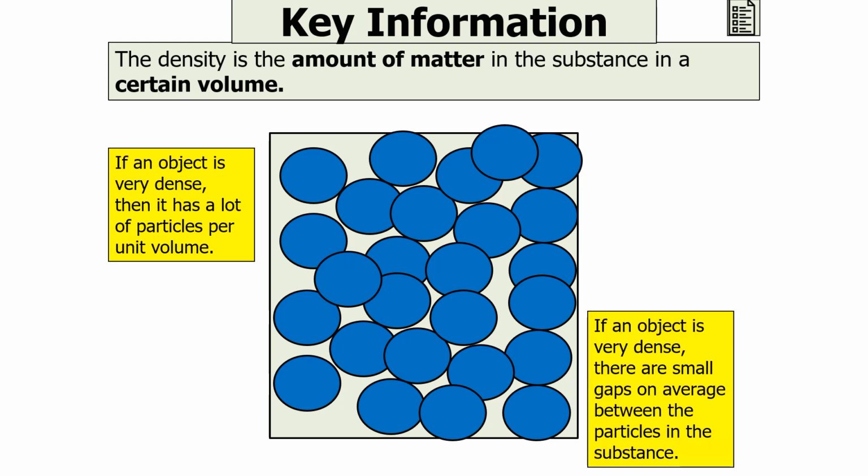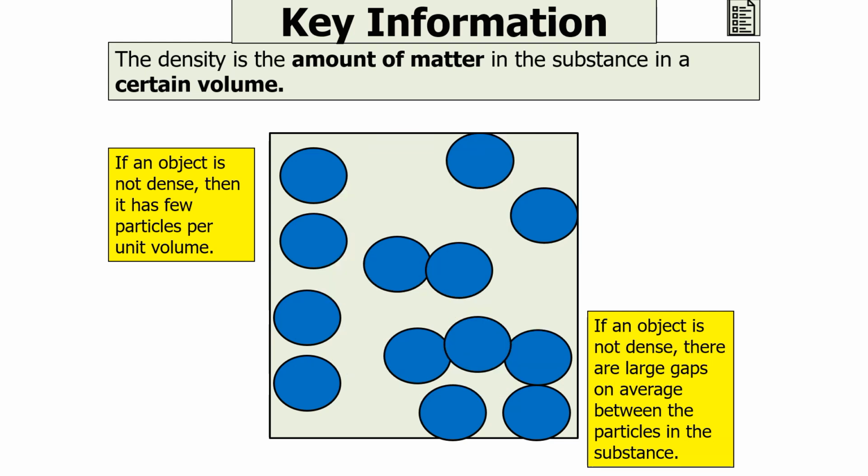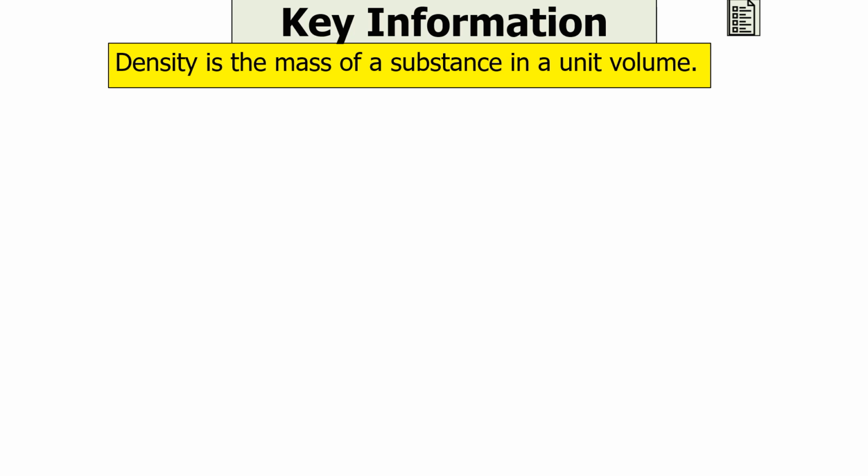So if an object is very dense, it means that it has lots of particles per unit volume. So if the object is very dense, there are small gaps on average between the particles in the substance. Now if an object is not very dense, then it has very few particles per unit volume. So what that means is if an object is not dense, there are large gaps on average between the particles in the substance. So we can think of density as the mass of a substance in a unit volume.